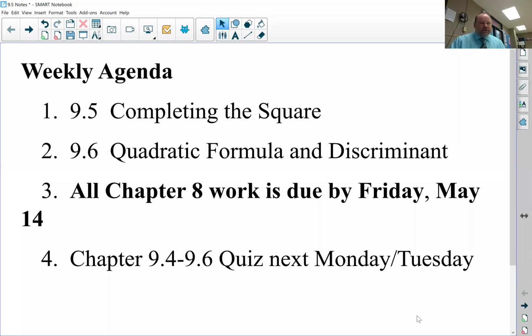So completing the square today, quadratic formula and discriminant, the end of the week. The chapter 8 work, so 8.4 through 8.6, if you have any of that, Friday is going to be it. And then we'll move on because we will have the chapter 9 quiz on Monday next week, Tuesday if you're in hour 2, which none of you are.